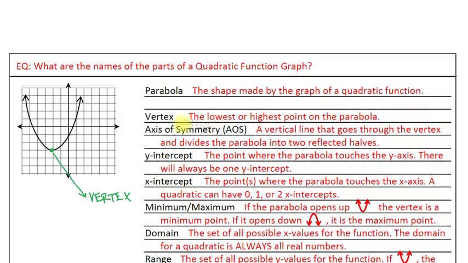All right, axis of symmetry. You'll see me abbreviate that as AOS, so I don't have to write the whole thing out. Remember, symmetry from last year. Symmetry means that a shape has a reflection. Maybe the left and right sides are reflections of each other, or the top and bottom. So there is a line of symmetry on a particular shape. A parabola has an axis of symmetry. It's a vertical line that goes through the vertex and divides the parabola into two reflected halves.